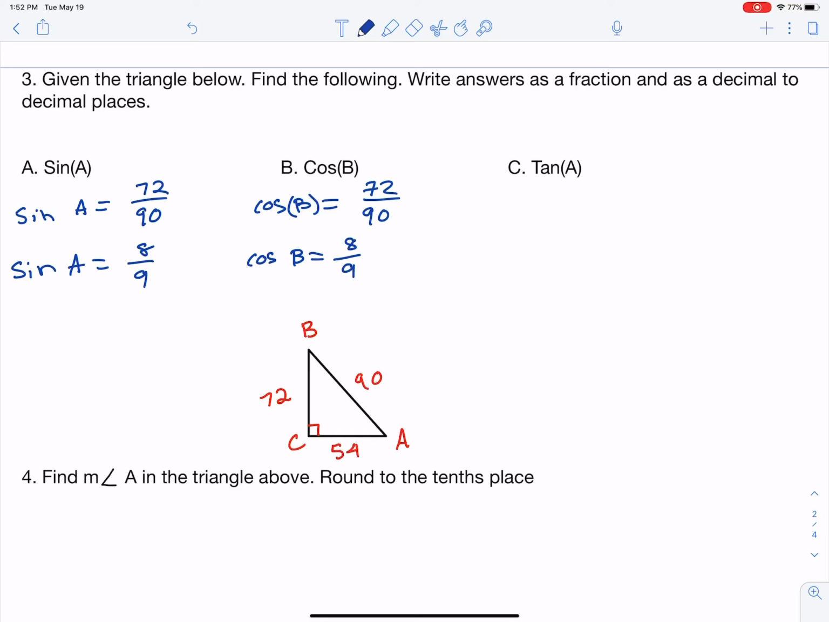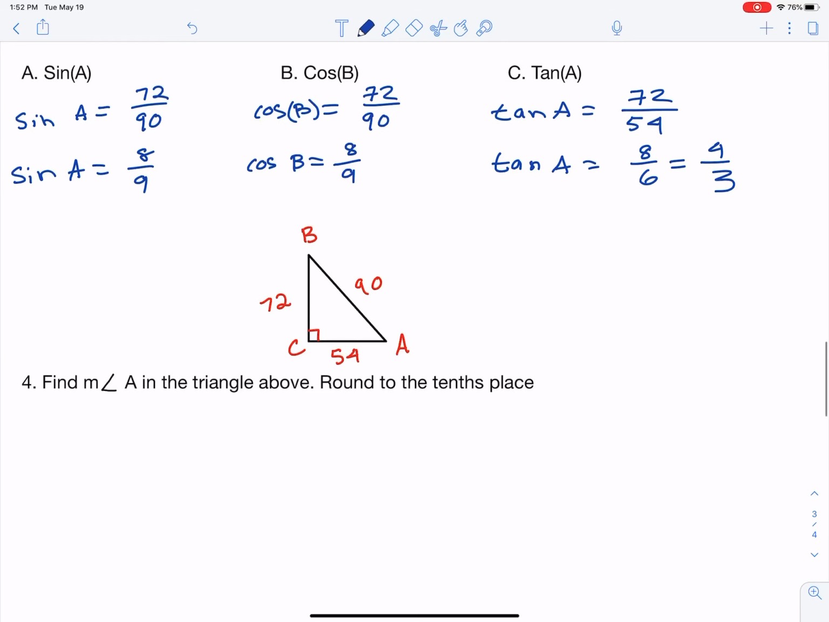Then the tangent of A. Well, tangent is opposite over adjacent. So tangent of A equals opposite, which is 72, over adjacent, which is 54. So tangent of A, let's simplify that. That is 8/6, which is 4/3. Okay.